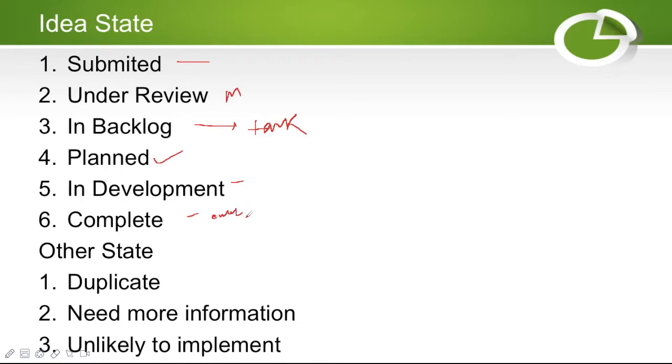Now there is another state which is duplicate. Whenever the idea is reviewed, the reviewer can think that this is a duplicate idea. They can just mark it as a duplicate. If the idea needs more information, they will select need more information. Or if the idea cannot be implemented, they will select that the idea cannot be implemented.